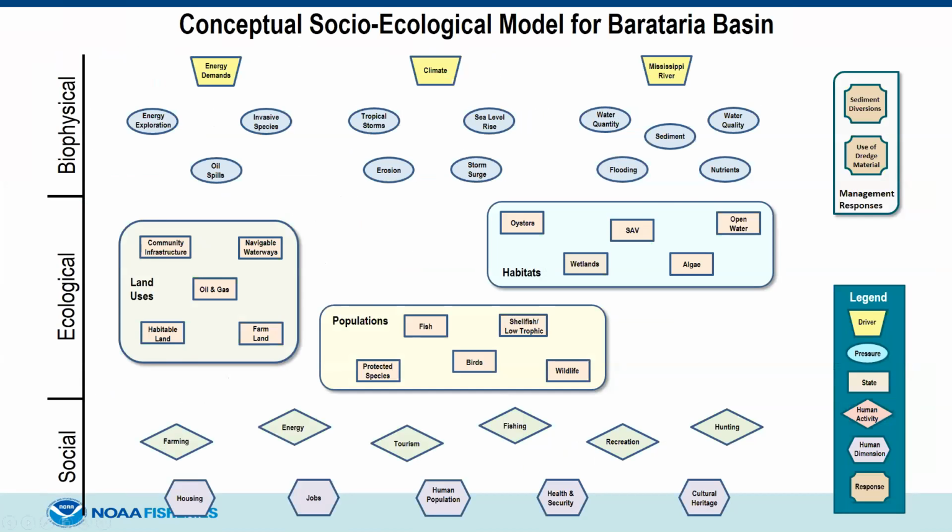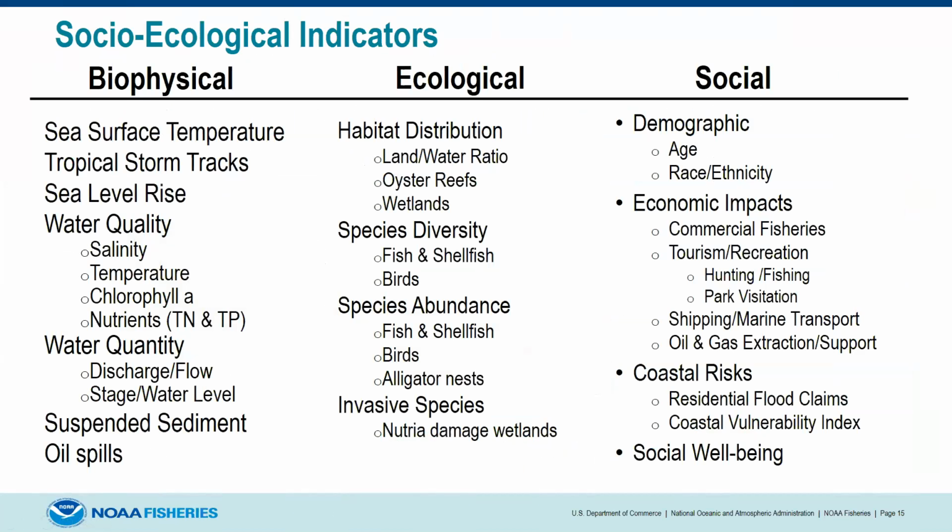And then they took that and tried to identify what indicators work with all those different components of the system. There's obviously some that have multiple proxies, indicators that lead to something. So you can see for water quality, you might be looking at salinity, temperature, chlorophyll A, et cetera. And so that's where they're at with that.